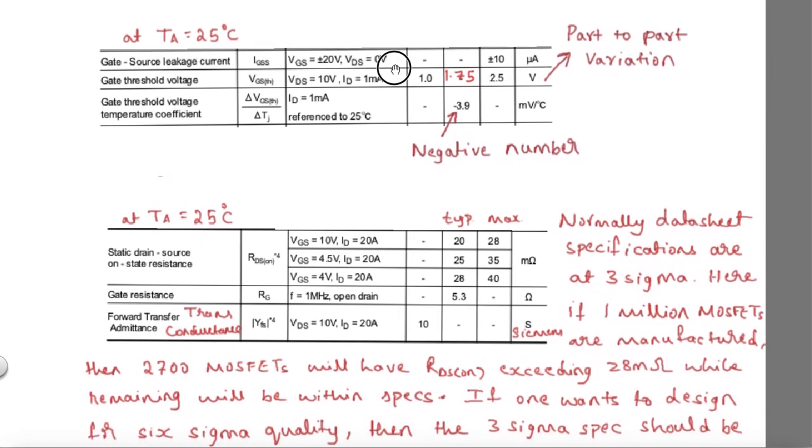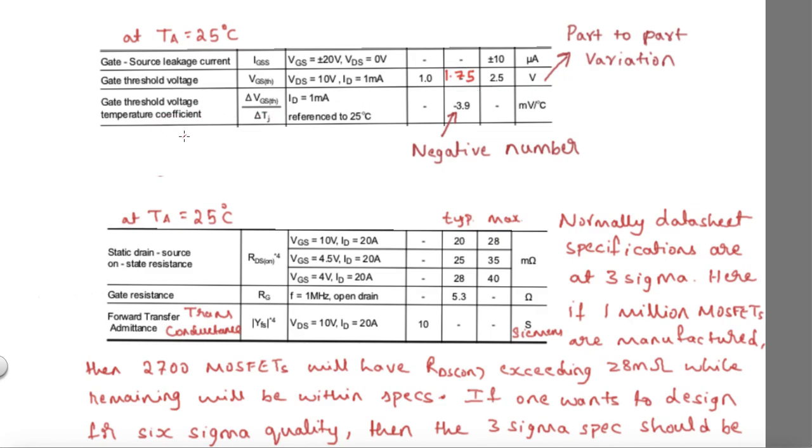Gate source leakage current IGSS at VGS of plus or minus 20 volt and drain source voltage of 0 volt is max plus or minus 10 microampere. Gate threshold voltage VGS(th) for drain source voltage of 10 volt and drain current of 1 milliamp is minimum 1 volt and maximum 2.5 volt. The nominal will be the average of the two, so it should be 1.75 volt. The reason why there is a minimum and maximum is due to part variation.